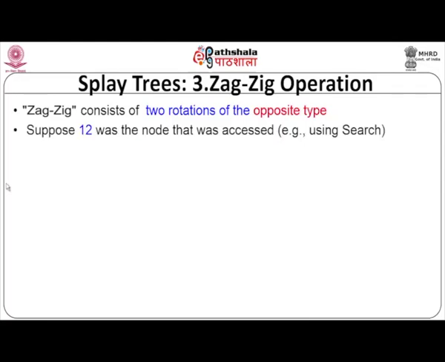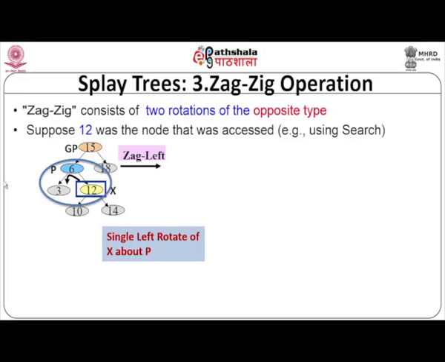Now, suppose 12 was the node that was accessed using search. So, what you do here is, you look here, you have the parent coming at the left and the child coming at the right. So, the first thing you do is a zag left operation. So, what you do here is a zag left operation, a single left rotate of x about the parent.